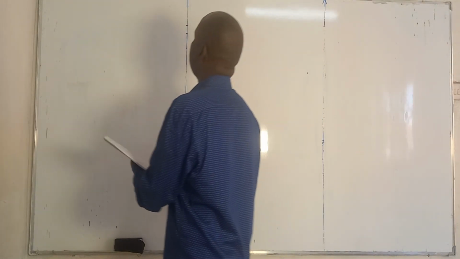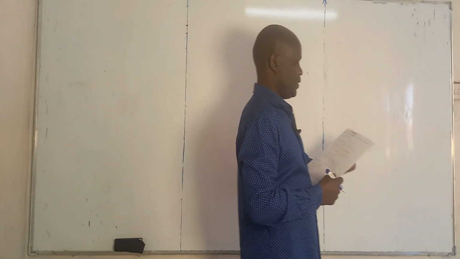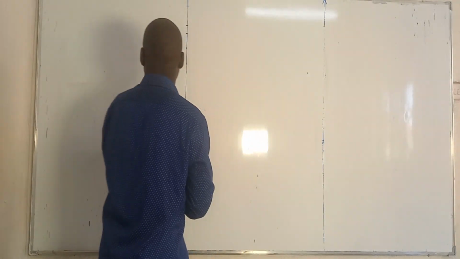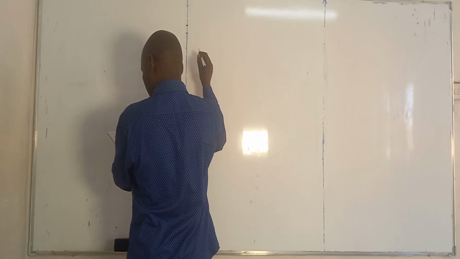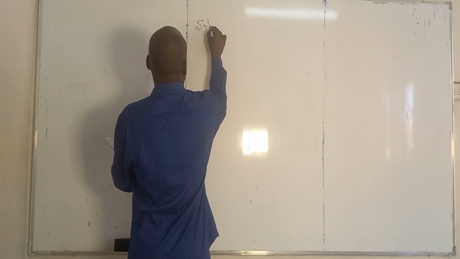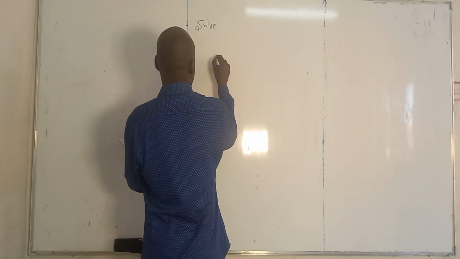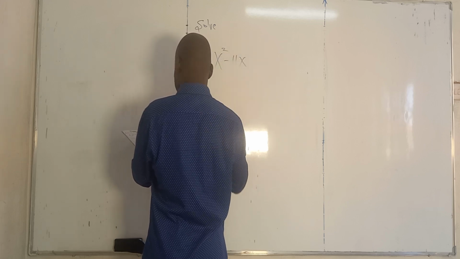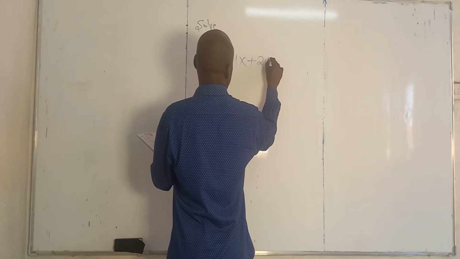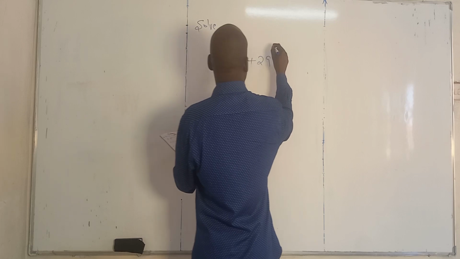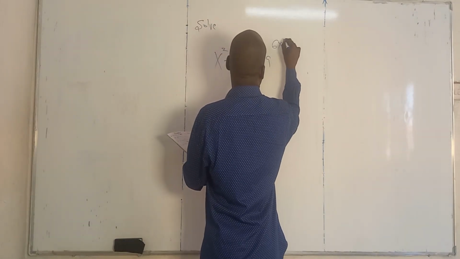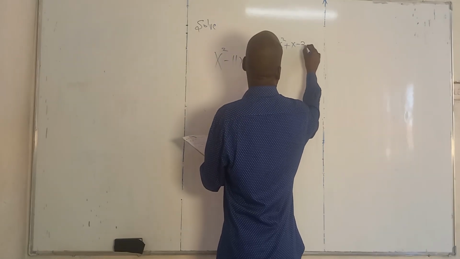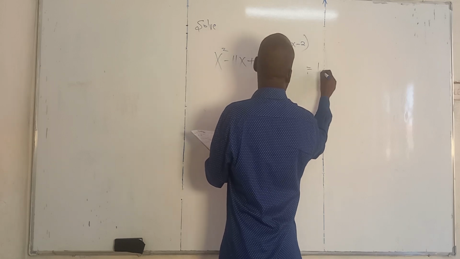Yes, we look at a question on quadratics, and the question is: solve (x squared minus 11x plus 29) raised to the power (6x squared plus x minus 2), everything equal to 1.